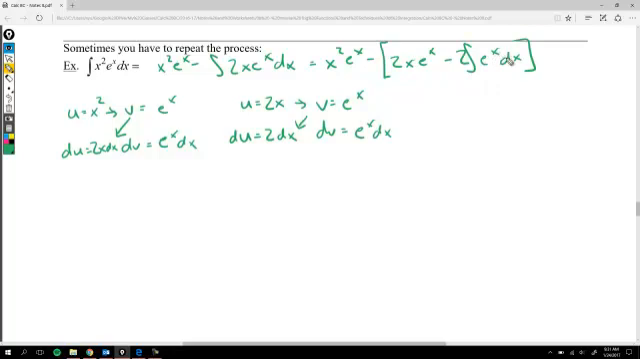So we'll go ahead and evaluate. And you know what? I'll come down here since I have so much room. So this is equal to x squared e to the x just chills, minus 2x e to the x plus 2 e to the x plus c. All right, so I distributed my negative to both terms and I integrated, and that was it.